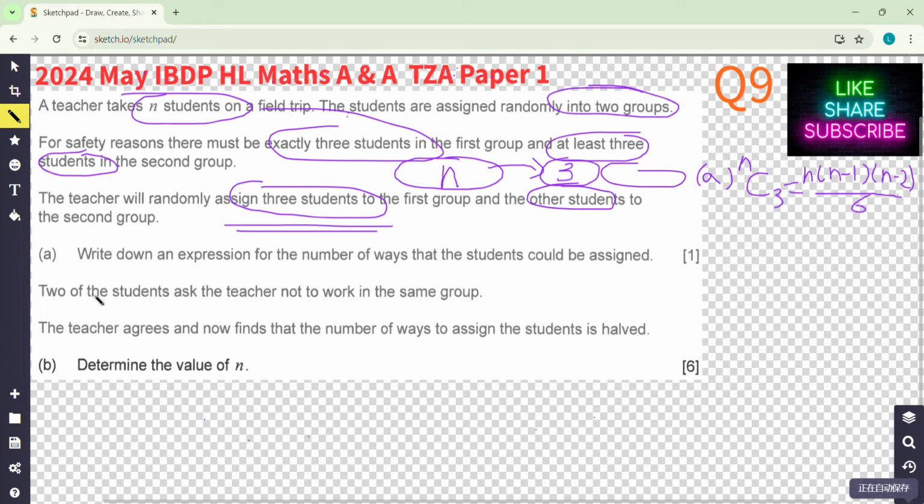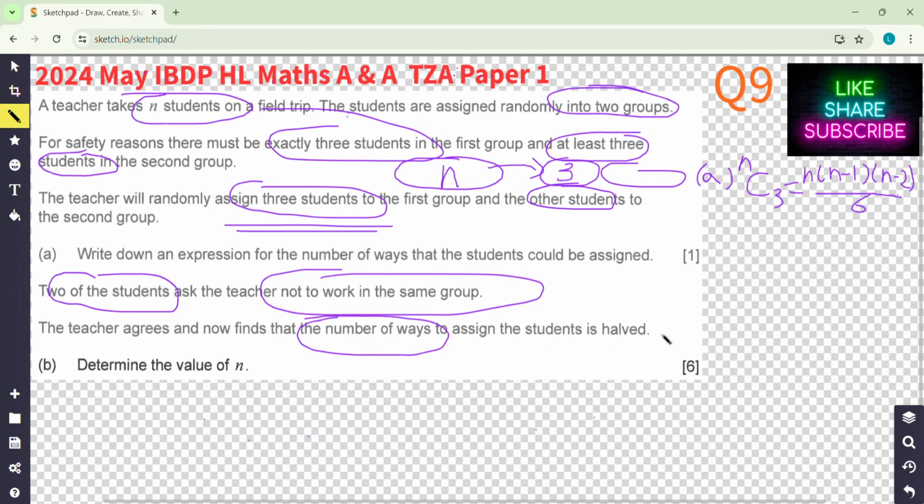For part B, more complicated. 2 students do not want to work in the same group. They want to work separately. So how many number of ways can we do so? Think about the two scenarios: the first group, which is small, and the big group. Say the 2 students are X and Y. X can be in the first group and Y in the big group, or Y in the first group and X in the big group. So we have 2 ways, double the number of ways.